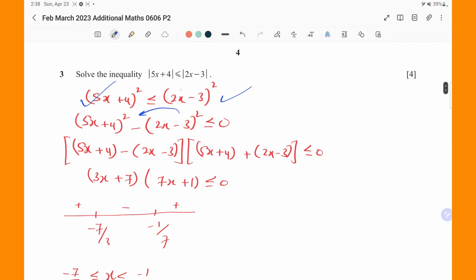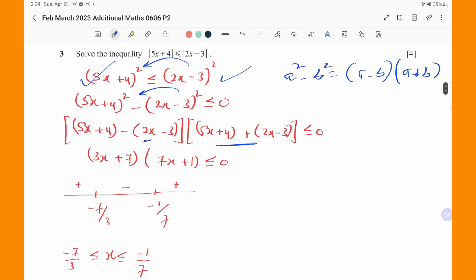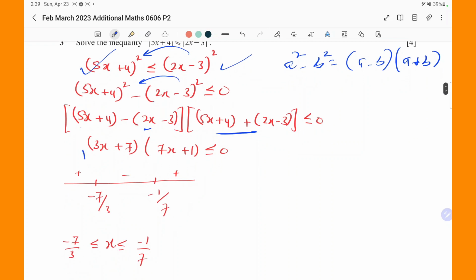Now shift this to the left side. So now this is a square minus b square, which is (a minus b) times (a plus b). We know that. So this is 5x plus 4 minus 2x minus 3, and 5x plus 4 plus 2x minus 3. So 5x minus 2x is 3x, 4 minus 3 plus 7, and 5x plus 2x is 7x, 4 minus 3 is 1.